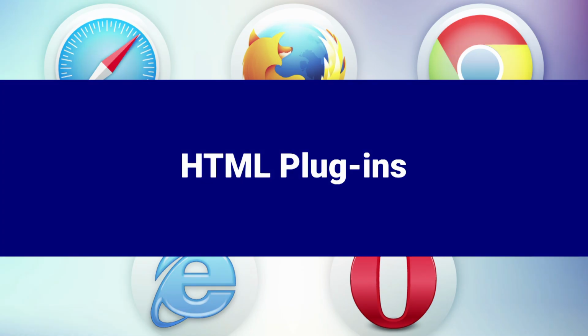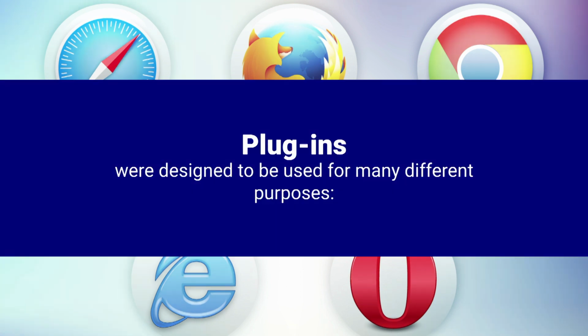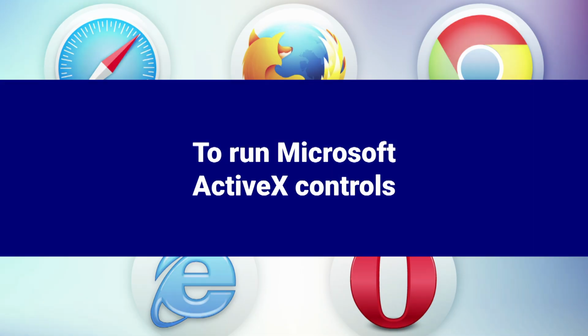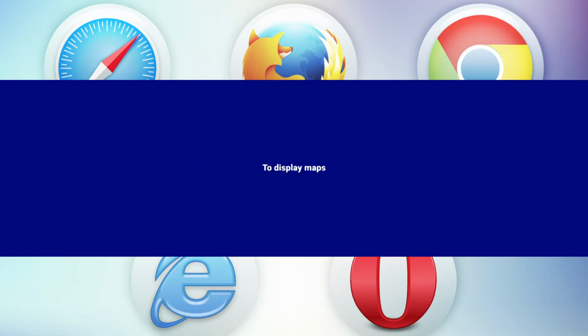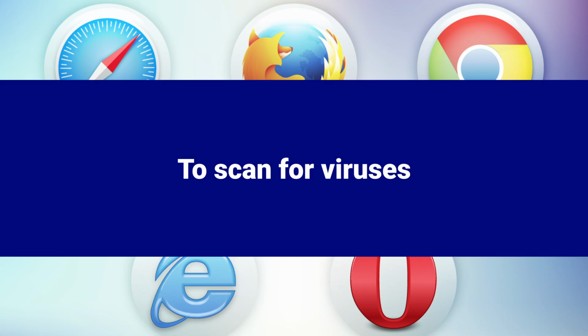Now there are certain things we have to think about, the HTML plugin. Why is a plugin required? Plugins are computer programs that extend the standard functionality of the browser. Plugins were designed for many different purposes. For example, to run Java applets, or to run Microsoft ActiveX controls, or to display Flash movies, or to display maps, or to scan for viruses, or to verify the bank ID. So now you come to know the techniques used even when handling a website. Why verify the bank ID?